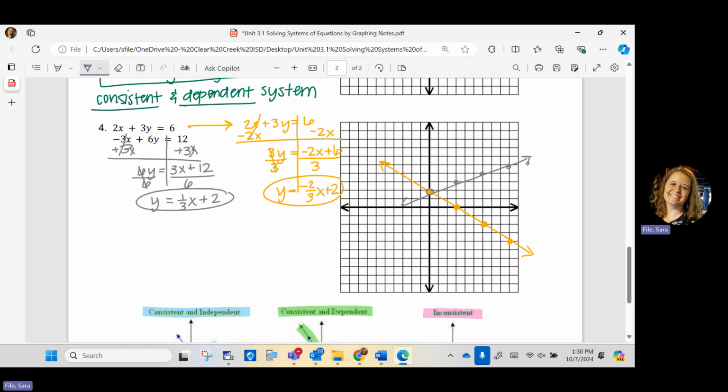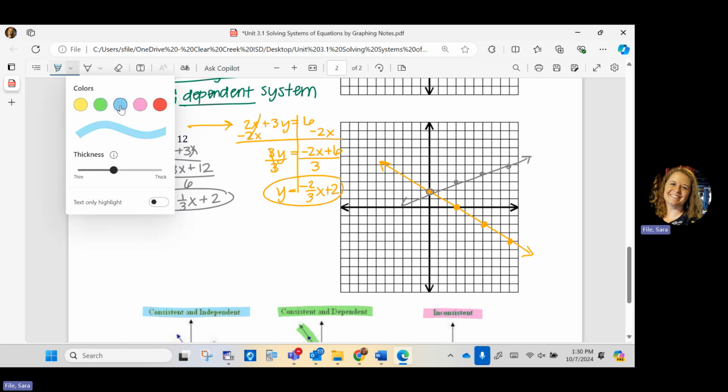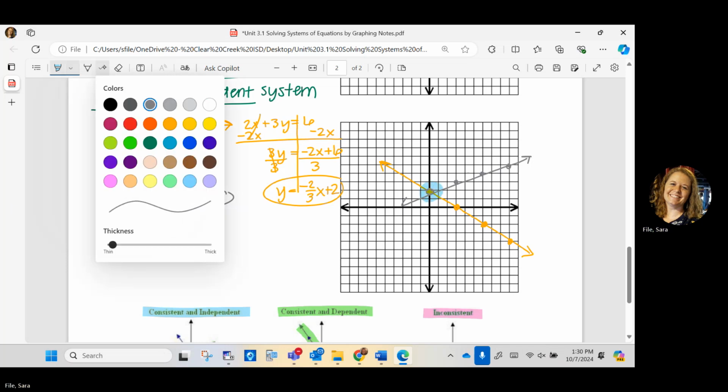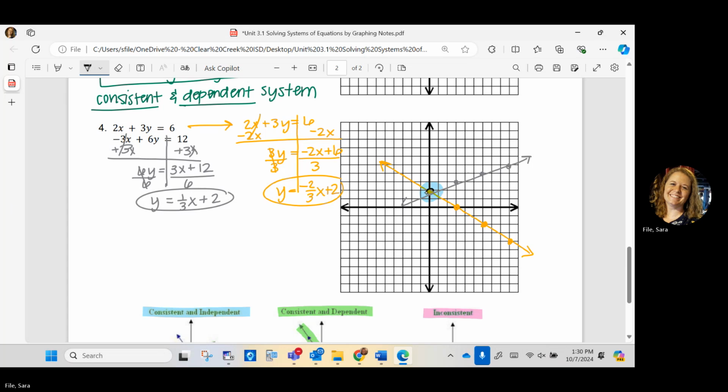Now we can see where those intersected. They had the same y-intercept. So that is our solution. What is that point? Where did they intersect? How would I write that as an x, y? What is that point where that intersection is happening?